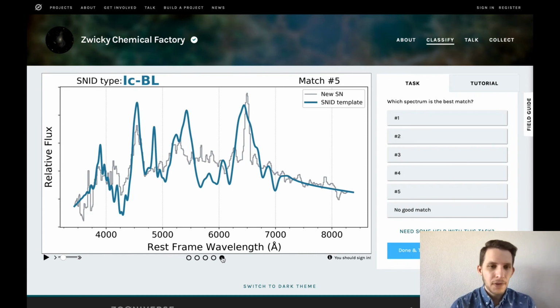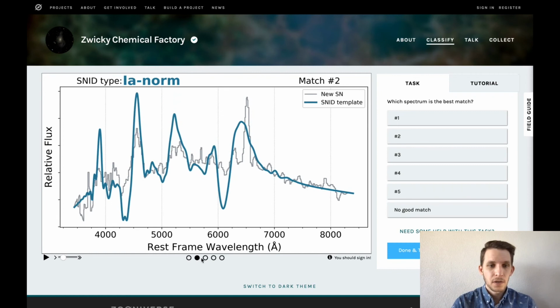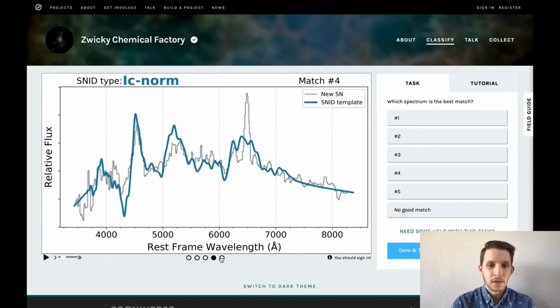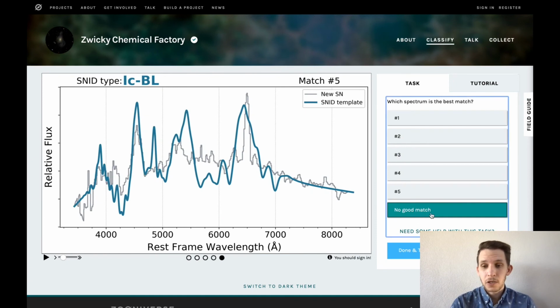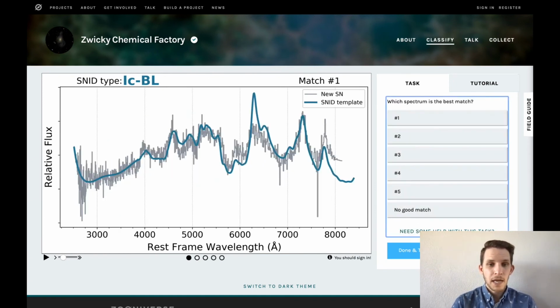I think that this is a case where we don't have any good matches. I'm not sure that I would say that any of these templates provide a good match to the newly observed data. So I'm going to select no good match and move on to our fifth and final spectrum for today, which, oh wow, okay, so this is a pretty good match to a type 1c broadline supernova.